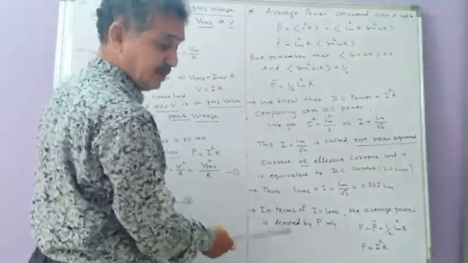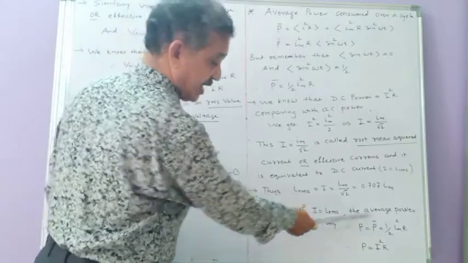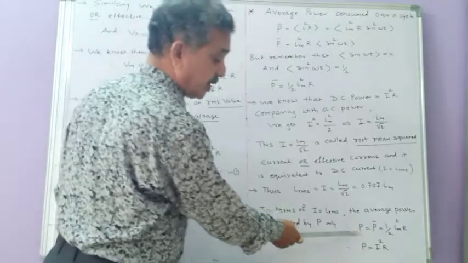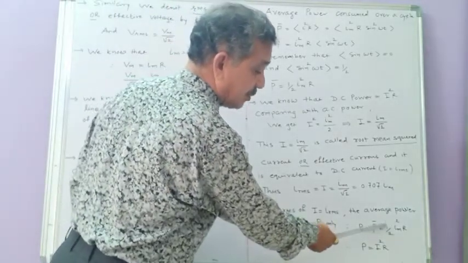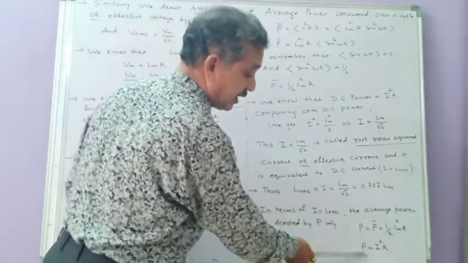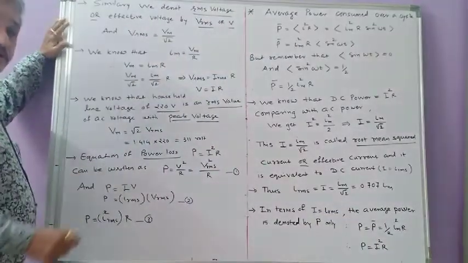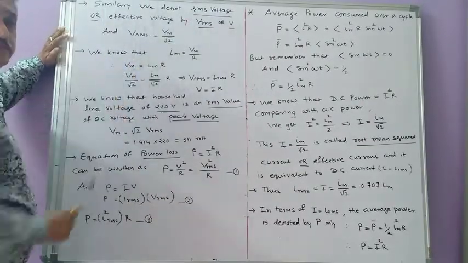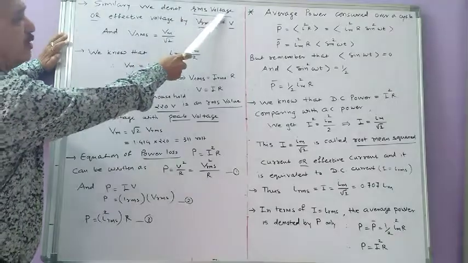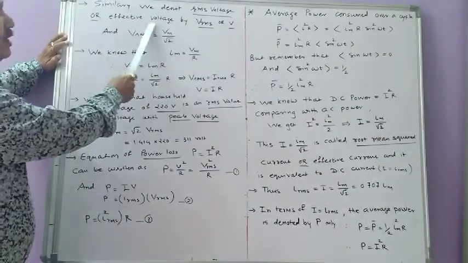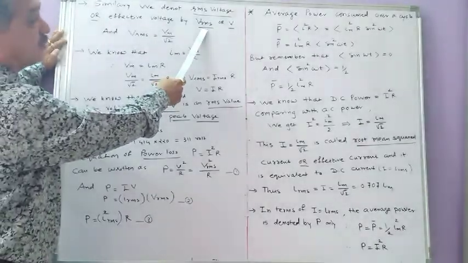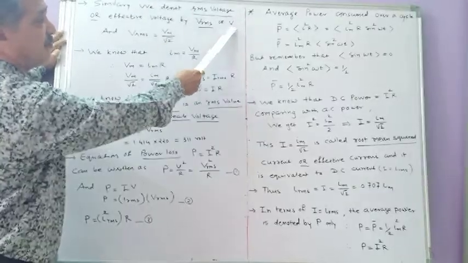In terms of capital I equal to IRMS, the average power is denoted by simply P, and therefore this average power P equal to P bar equal to 1 by 2 Im square into R, or you can write that P is equal to capital I square into capital R. Now similarly, we talk about the root mean square voltage. So similarly we denote root mean square voltage or effective voltage by the symbol capital V suffix RMS, or simply capital V.